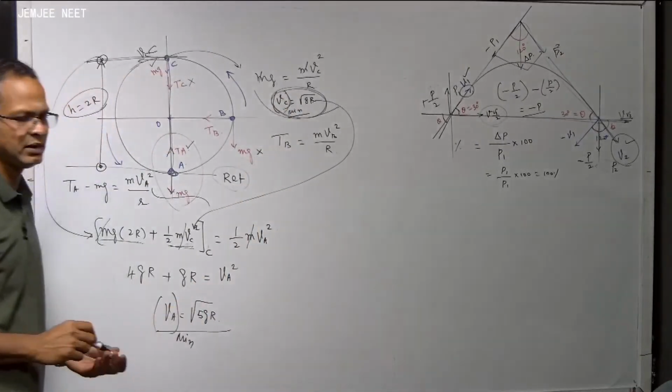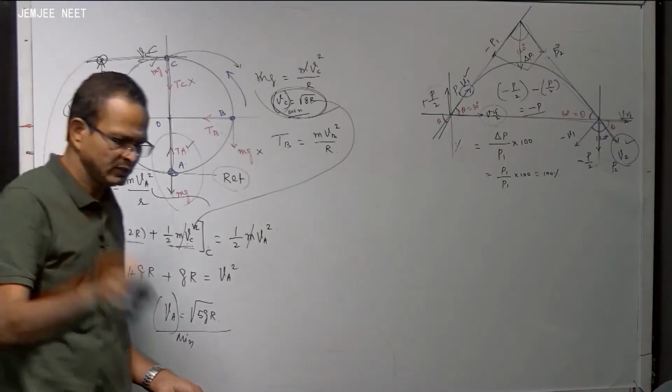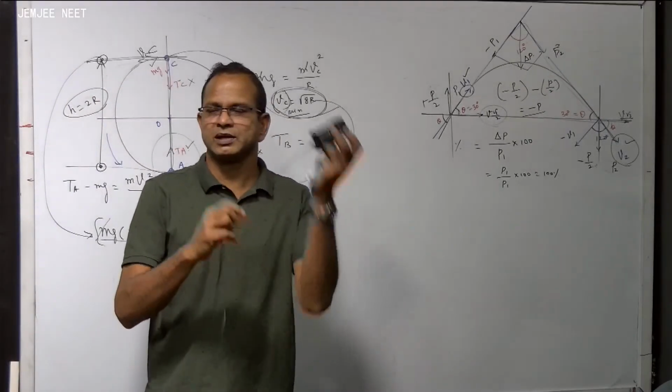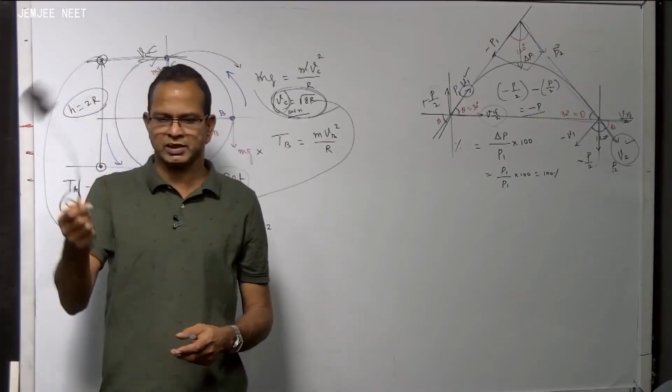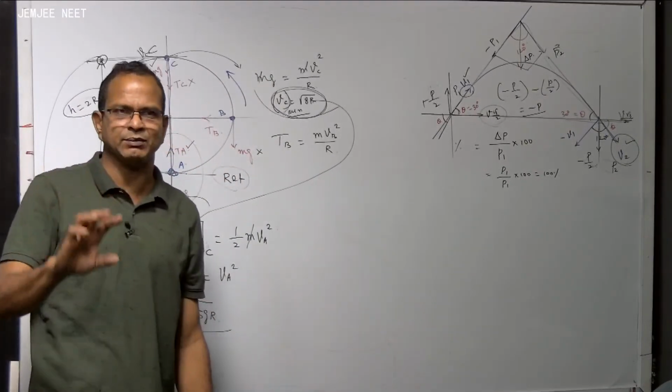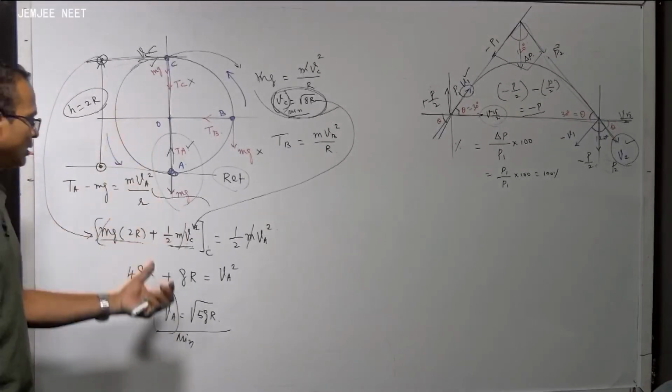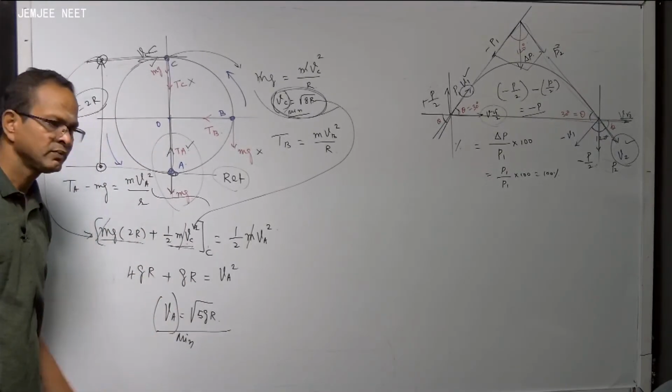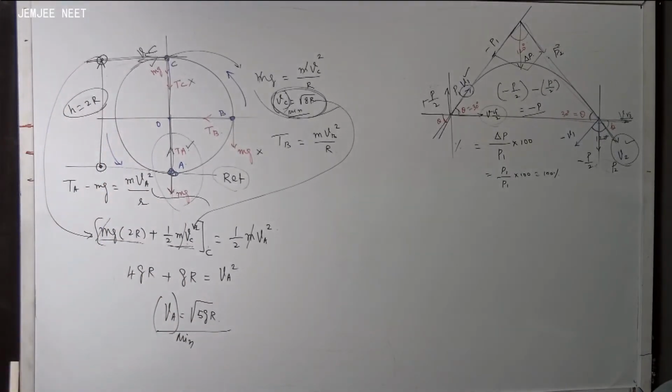Now tell me, in the case of vertical circular motion like this, what's the minimum speed at the top? Minimum is square root of gr. At the bottommost point, it is square root of 5gr. Please take note of this and then we'll come to our question. Our question is entirely different.